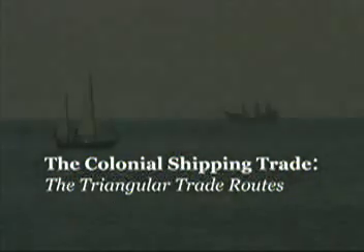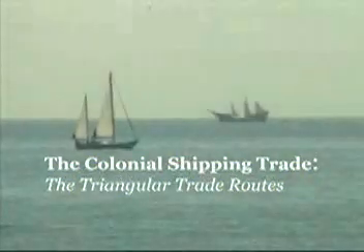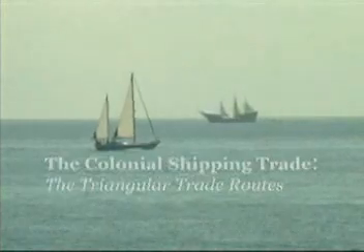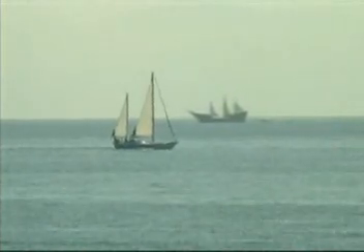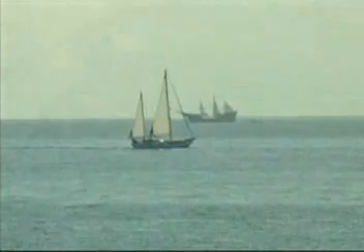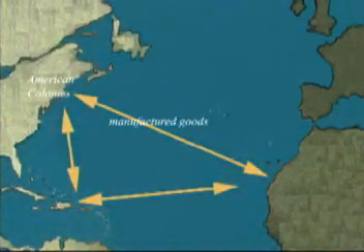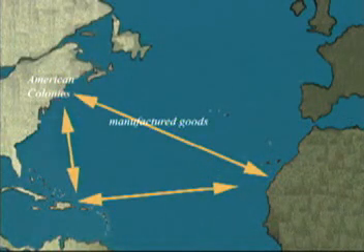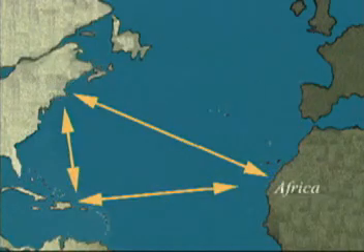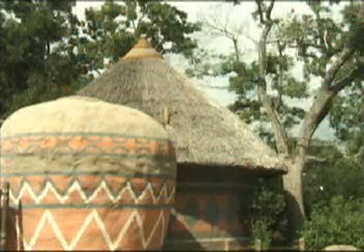The colonial shipping trade followed certain three-way or triangular trade routes. In the case of the first route, ships left the American colonies carrying manufactured goods, such as tools or rum, and sailed to the west coast of Africa. In Africa, they were profitably traded for slaves, gold, and pepper.